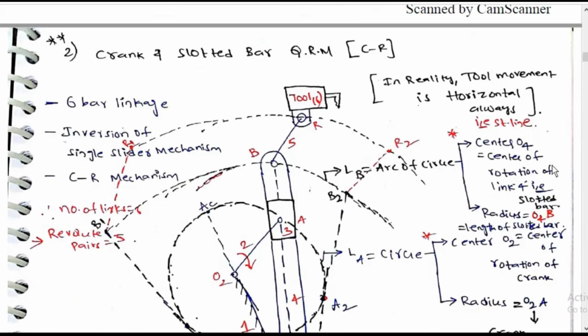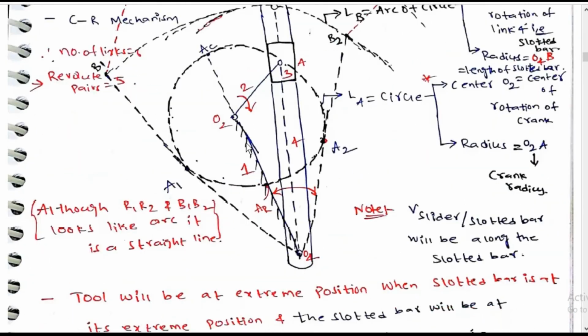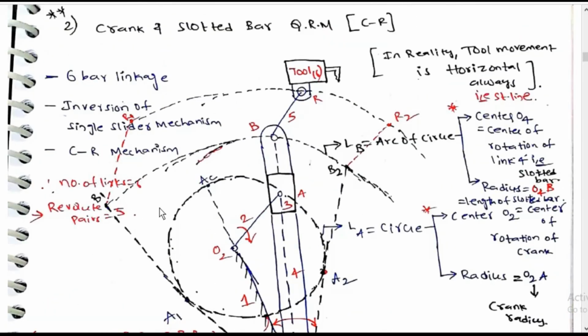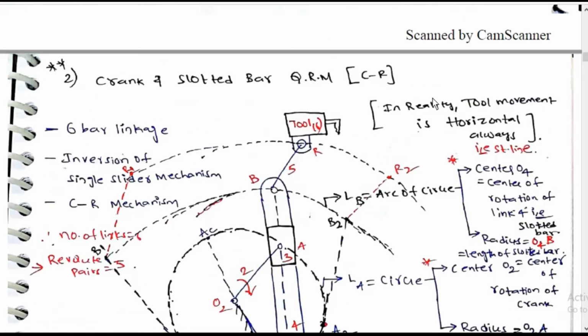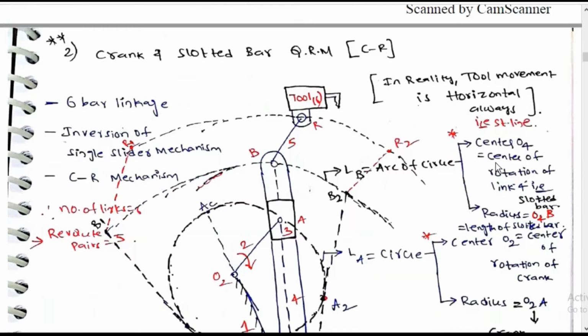Next, crank and slotted bar. Crank and slotted bar QRM, quick return motion, is a crank rocker in which the connecting rod is fixed. The slotted bar will be connected to a tool, or the 6-bar mechanism, an inversion of the single slider mechanism, crank rocker mechanism. In reality, tool movement is always horizontal, that is a straight line.